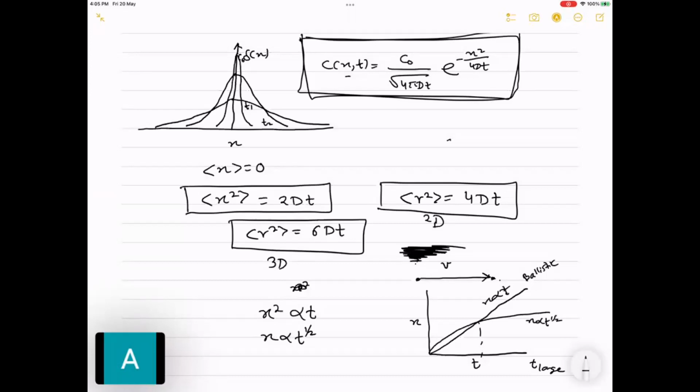Sometimes we perceive that when we open a bottle of fragrance, we immediately get the smell, and we get an impression that diffusion is very fast. No, actually diffusion is a very slow process on longer time scales. And how slow it can be, let me illustrate that by using a slide.